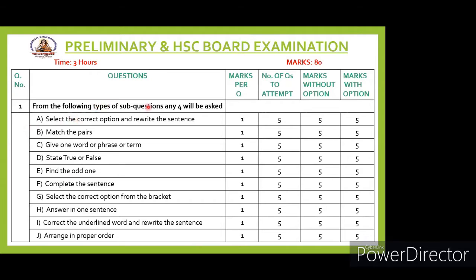So what can be asked? In your textbook, you have A, B, C, D, E, F, G, H, I, J, all these types of questions, right? Any 4 will be asked. So each statement will be for 1 mark, but the entire question's weightage will be 5 marks. So supposing I'm asking you to select the correct option and rewrite the sentence, I'll ask you 5 sentences and this will be for 5 marks, right? So that is one thing. Match the pairs, I will ask for 5 and it will be for 5 marks and so on. So this is how it's going to be for you.